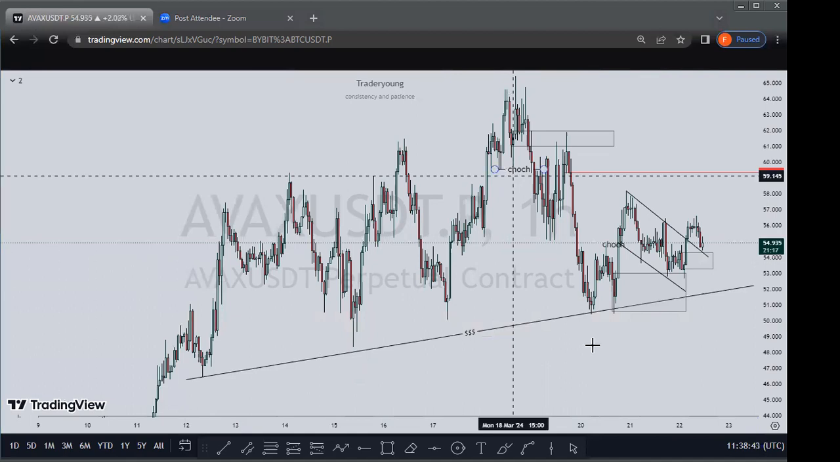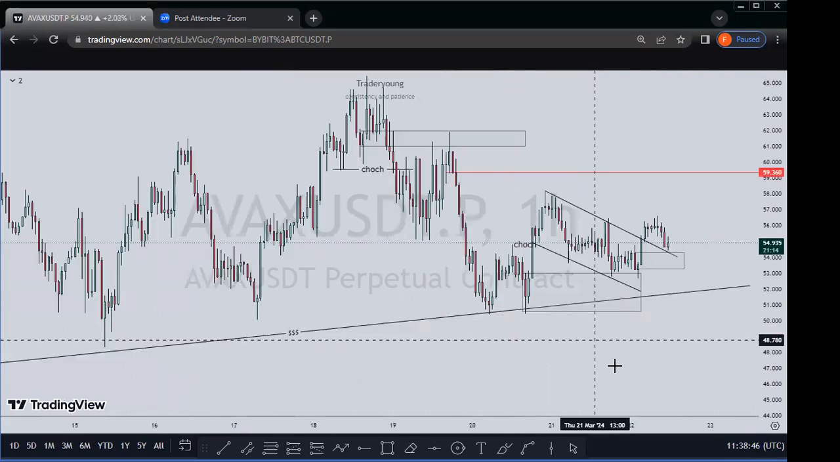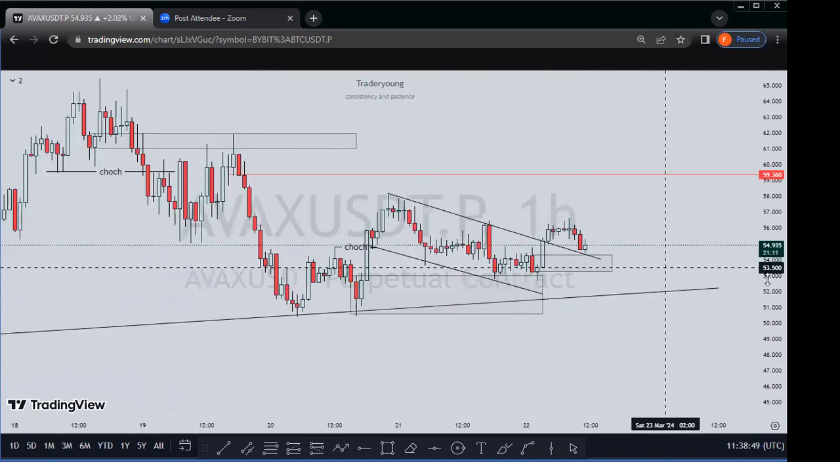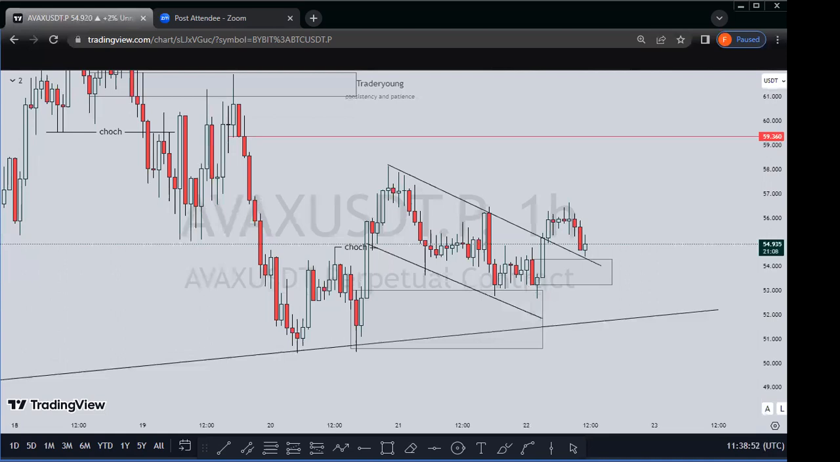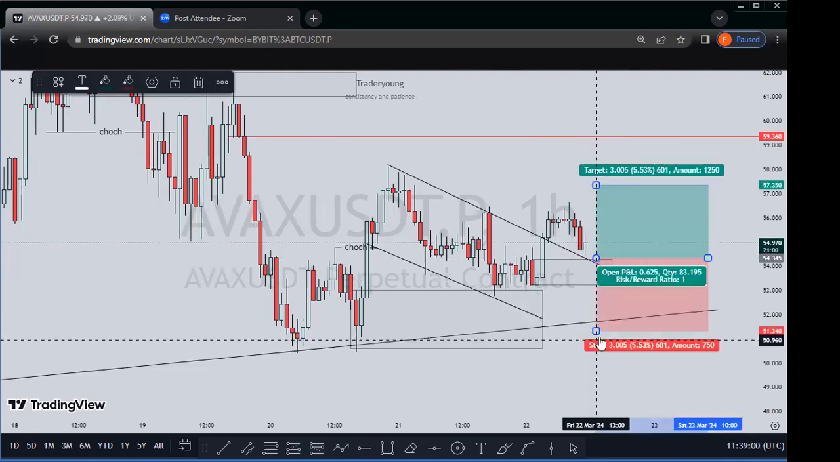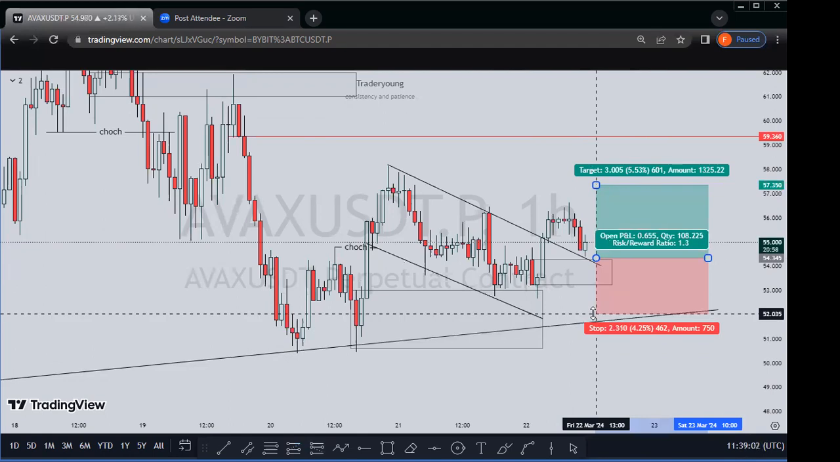So let's just see. Like I said, we've missed the first entry, but this is a second entry which might work well. Everything in this space is probabilities. So if we will be going for this trade, I'll be comfortable taking this trade here with my stop loss just below this.